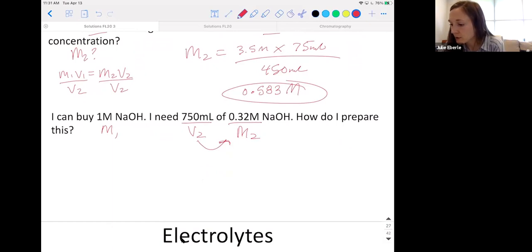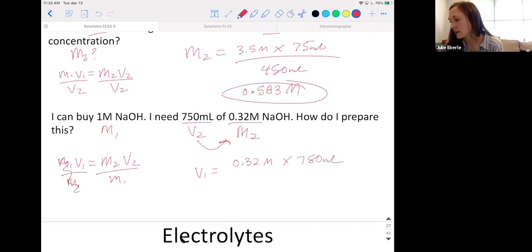So rearrange your equation. M1 V1 equals M2 V2. So you're going to divide both sides by M1. And then it cancels on that side. All right, so V1 equals 0.32 times the 750 milliliters. So I've just plugged in M2 and V2 divided by M1, which are just, how nice, just 1.